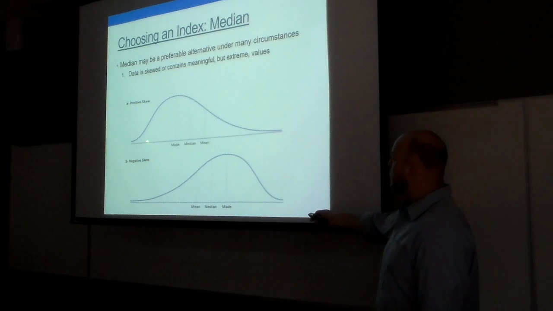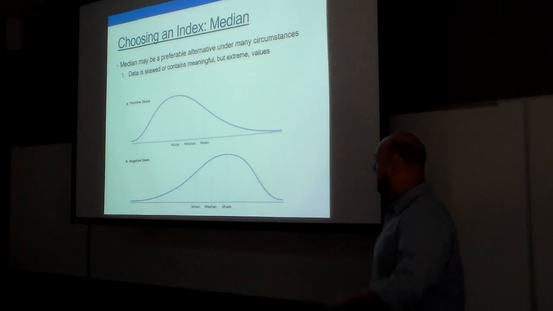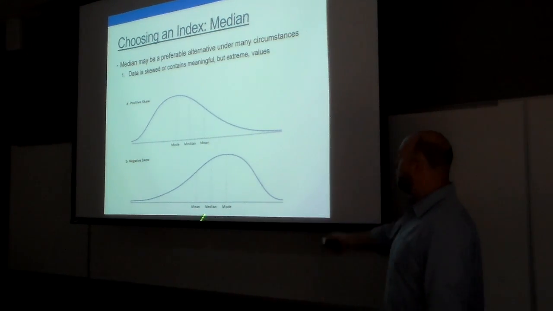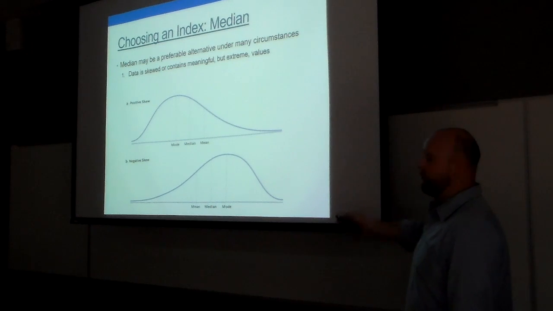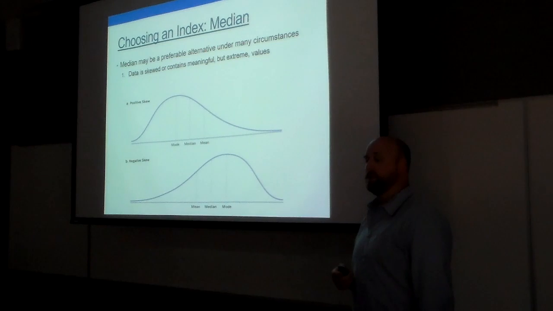So if we have a positive skew, we've got a tail going out to the right, negative skew out to the left, a distribution like this, our median or our middle value might be our best choice for this distribution.